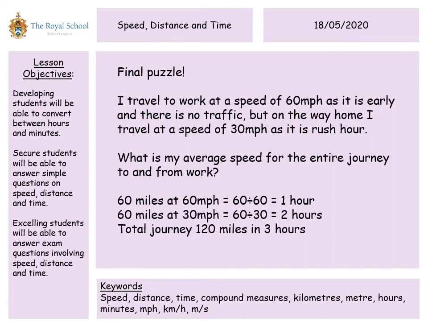Well, what was the entire journey then? So if I've travelled 60 miles to work and 60 miles on the way back from work, I've travelled 120 miles. The total time taken, it was 1 hour on the way and 2 hours on the way back. So the total time taken is 3 hours. So what's my average speed then? The total distance travelled, 120, divided by the total time taken, the 3 hours, is going to give me 40 miles per hour. So really nice one and very well done if you manage to get that one done yourself.